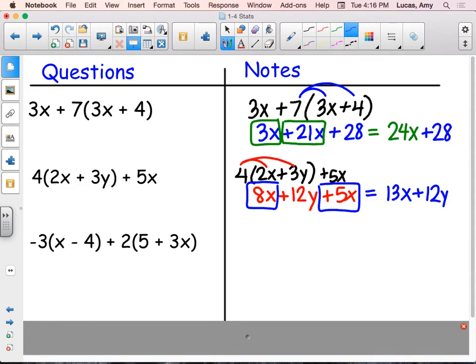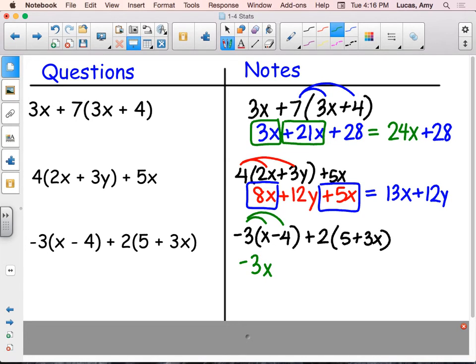And the last one of those, a little bit more complicated. Be careful with your signs. Okay, so I need to distribute first. Negative 3 times x is negative 3x. Negative 3 times negative 4 is positive 12. And then distribute over here on the 2. 2 times 5 is 10, so plus 10. 2 times 3x is 6x, plus 6x.